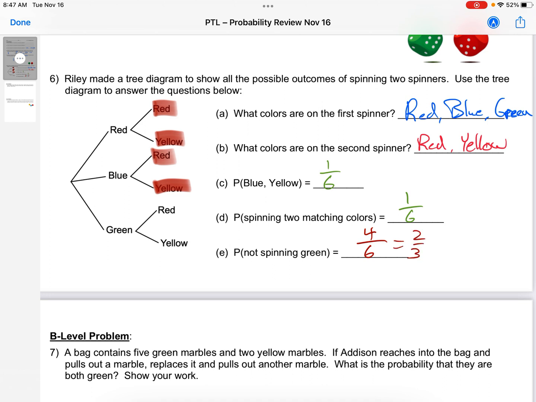Okay. All right, there's my answer key for the C level, and I'm going to do another one for the B level.